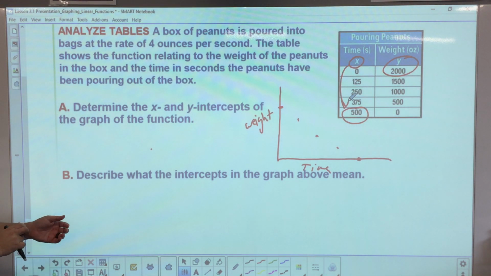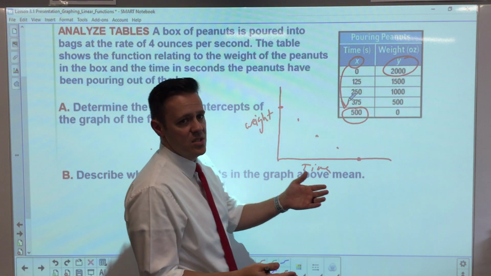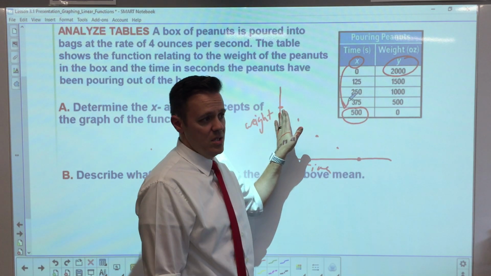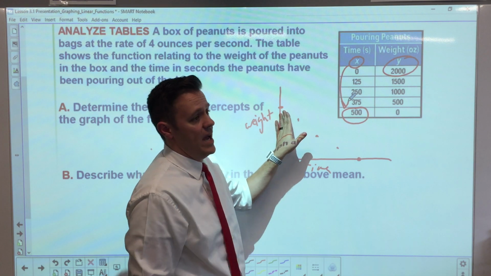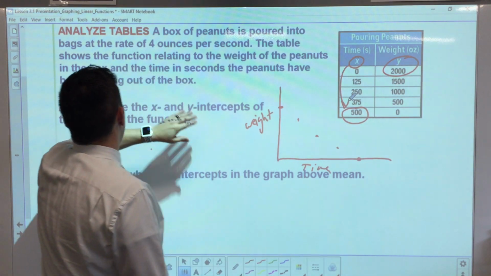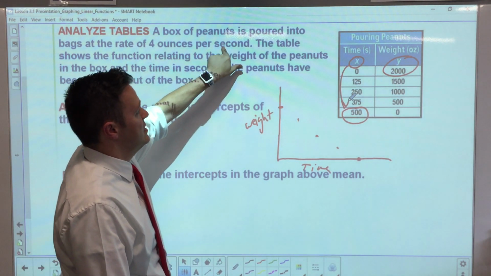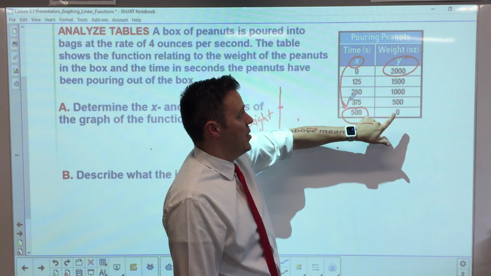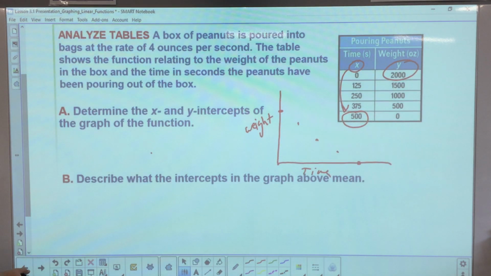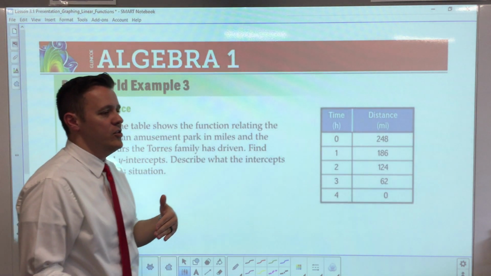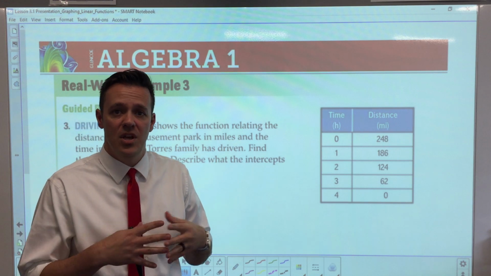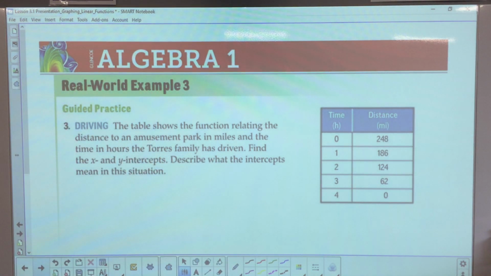Describe what the intercepts in the graph mean. Well, what it means is that when you started this process, when you start, how much weight in peanuts did you have? You started with 2,000, right? And then after 500, talking about 500 seconds, you had how many peanuts left? 0. So that's kind of what you guys need to be able to do. Huge on the AC merit that you guys can read a graph and interpret the functions of it and the x-intercepts and know what it means. Your turn.